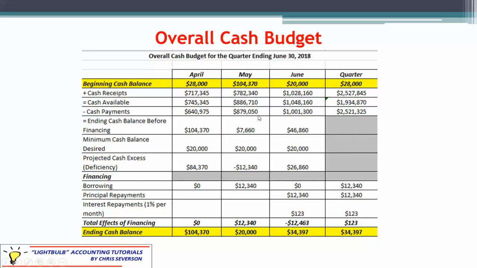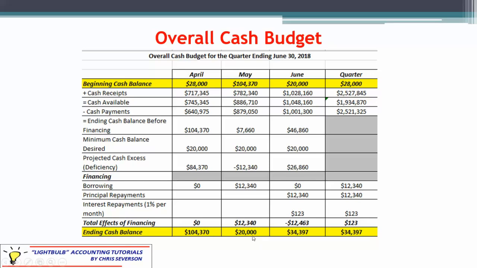We subtract out the cash disbursements for May, and now we see we only have $76.60 left, which is still positive. It's still a good thing, but we're below our minimum $20,000 by $12,340. So we need to borrow money. Based on this company's policy, they want to make sure to borrow enough to hit the $20,000 requirement. So we need that $12,340 just to get us to $20,000. So that tells us we're going to finance $12,340, and we'll end up with exactly a $20,000 balance.